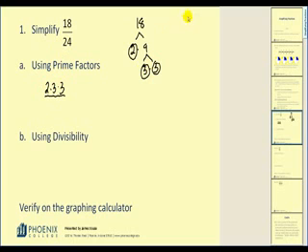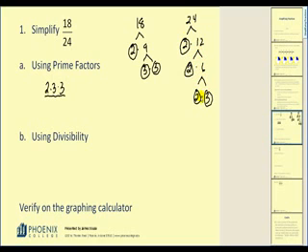Now we do the same for 24. Again, it doesn't matter how we start. I could start by multiplying 2 times 12 or 4 times 6. 2 is prime. 12 breaks down into 2 times 6. 2 is prime. And of course 6 is 2 times 3. So the prime factors of 24 would be 2 times 2 times 2 times 3. And I always like to write these in order from least to greatest, just to make the simplifying easier.